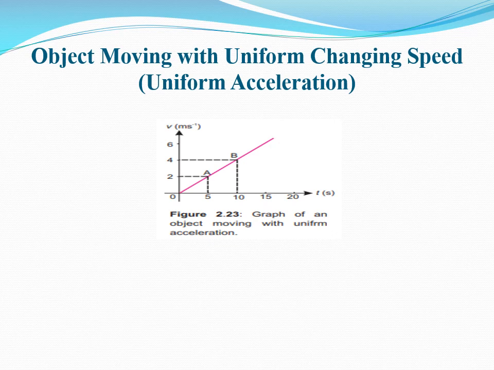Here we are noticing that the body goes from point A to point B. So this is the horizontal axis and this is the vertical. And we are noticing that the acceleration is equal to the slope of the line AB.